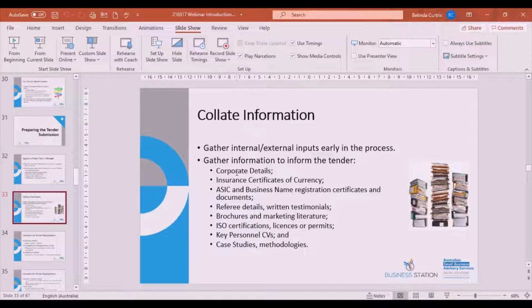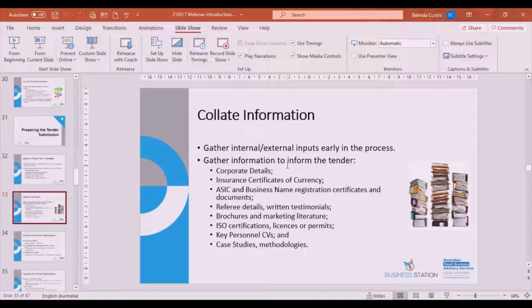So the sort of information that you're going to need for a tender is standard across all tenders, so you might want to set up a file with all this information in it. So all your corporate details, so ABN and all that sort of stuff. Get details of your insurances, so your certificates of currency, all your ASIC and business name registration. Speak to your referees. If you can get some written testimonials, great. You can include brochures and marketing literature if you think that's going to help your bid.